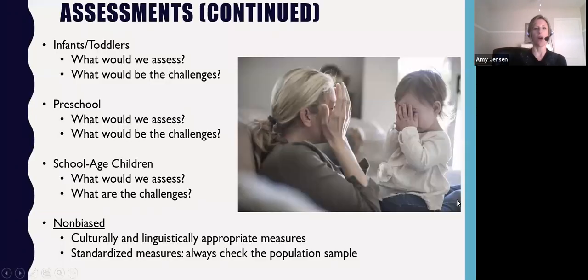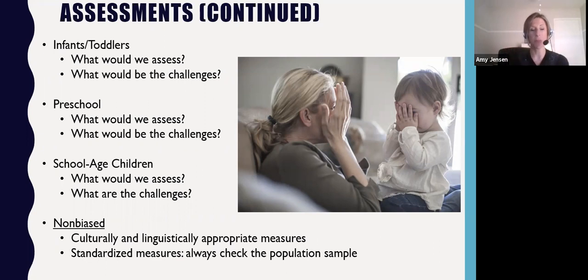So, okay, this is a little activity that I would love for you to do. You can pause the video and do it now, or you can do it at the end. But reflecting back on everything we've talked about, typical and atypical language in children, think about in each of these stages of growth and development, first, what we would assess, what would we look at, what's important, what are some of those milestones that we talked about, or what would we expect to see, what would be important to look at and make sure they've got skills in. And then also think about what would be the challenges. What are the challenges of assessing an infant or a toddler? What are the challenges of assessing a preschooler and a school-age child?